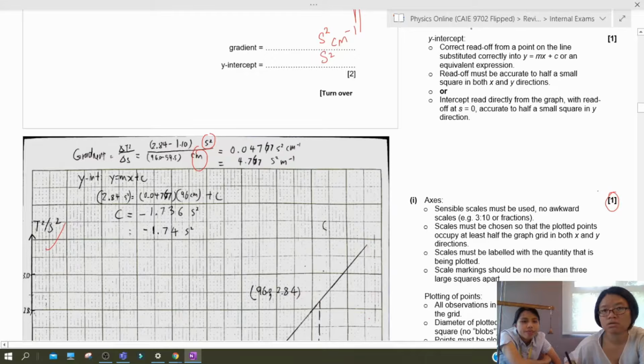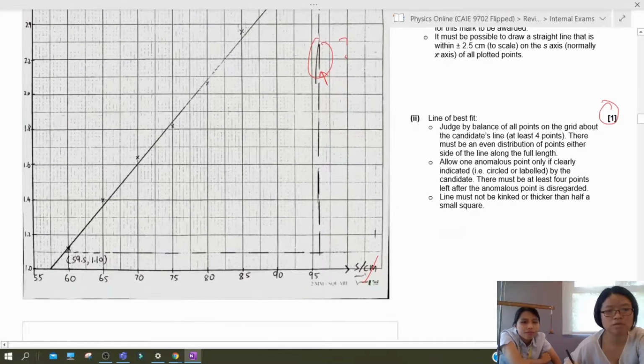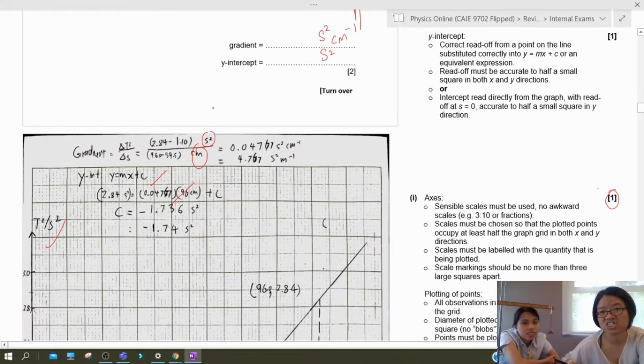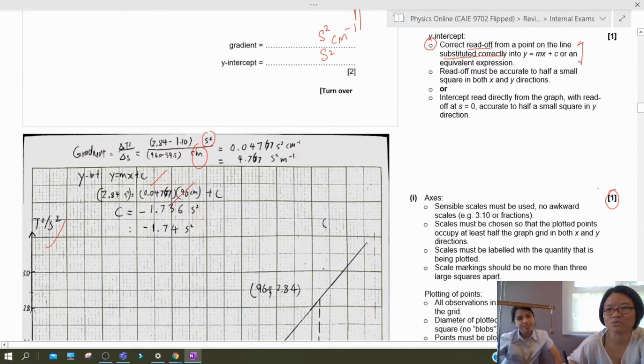For the y-intercept, because we didn't start from 0, 0, this is a false origin. So we have to use y equals mx plus c. You must show working for this also. If not, I cannot check whether it is a correct read off from a point, or whether the student substituted correctly. The examiner has to be able to check this. You can do all this in your head, you're very smart, but the examiner cannot read your mind.